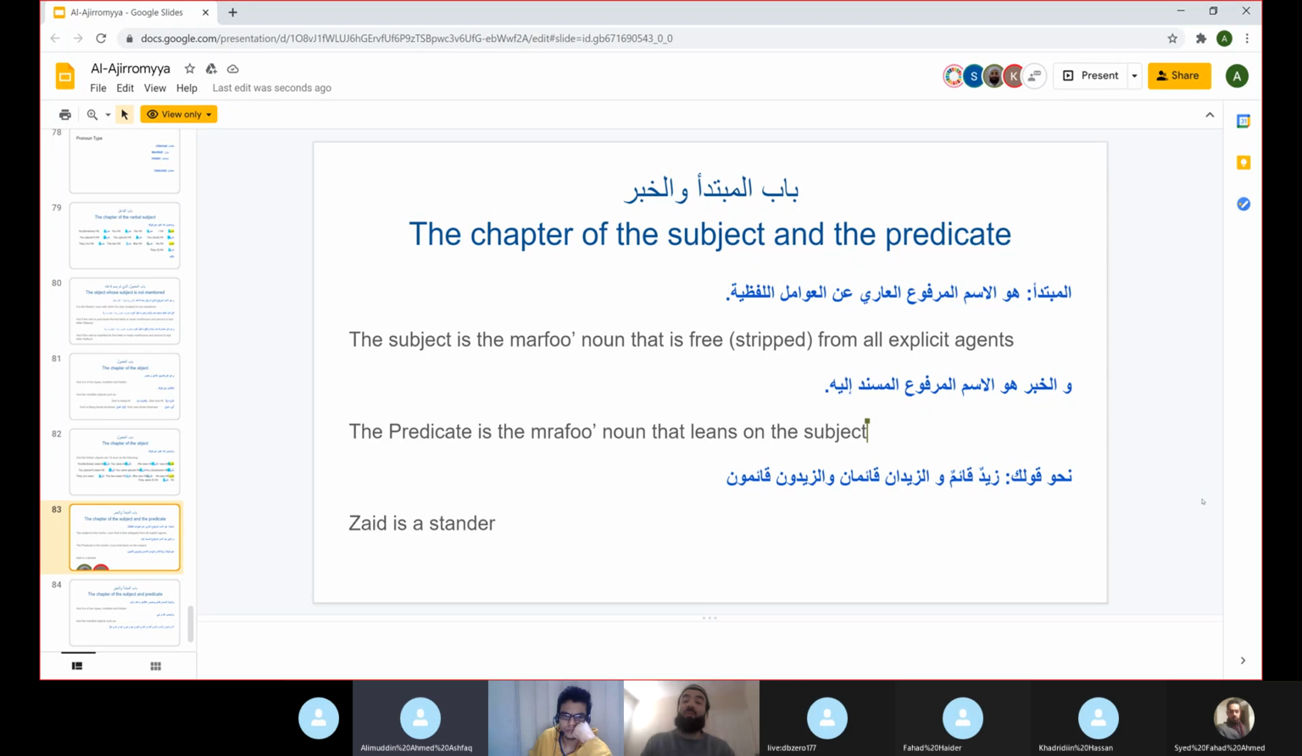If someone just told you stander, by itself it is not going to tell you who it is that has this quality of standing, right? You need to have a subject and associate this predicate to that subject, tie this predicate to that subject for it to make sense. So it's kind of leaning on it. It's depending on the subject, right?